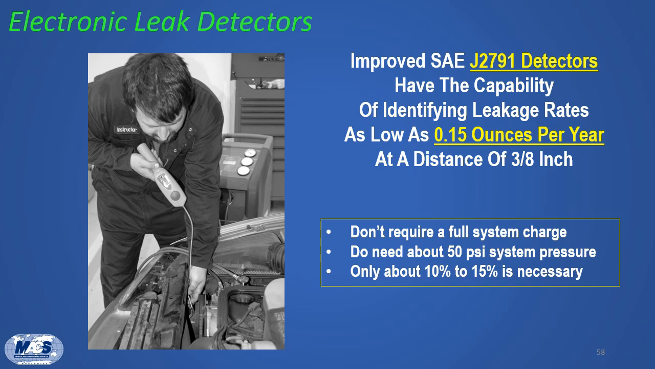A full refrigerant charge is not required to use an electronic leak detector. However, there must be a minimum of 50 psi in the system, which requires only about 10 to 15% of the total refrigerant charge amount. It will still work even when there's as little as 15%, because that amount will still build enough system pressure up to around 50 psi. Follow the manufacturer's instructions for proper use.